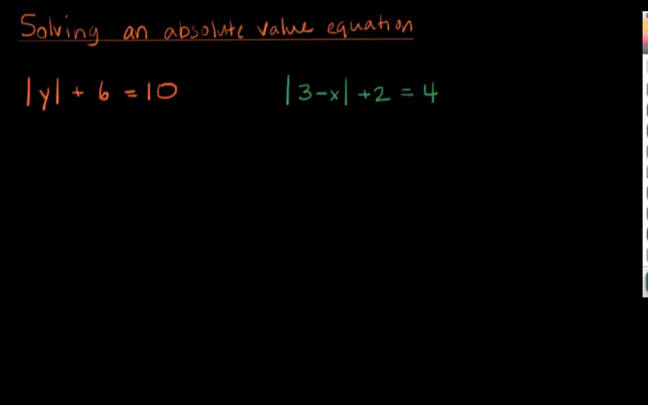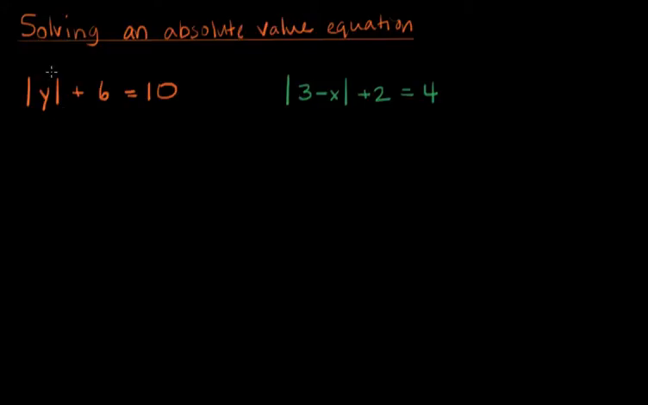In this video, I want to talk about two different types of absolute value equations that we might need to solve. So let's start with the orange one. In this absolute value equation, we have to start by doing one thing before we take it out of the absolute value and say that it could be either positive or negative. First, we have to get the absolute value all by itself.